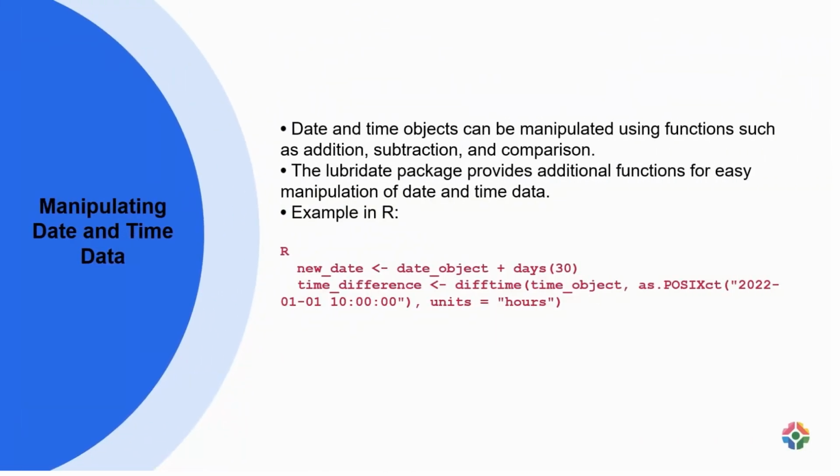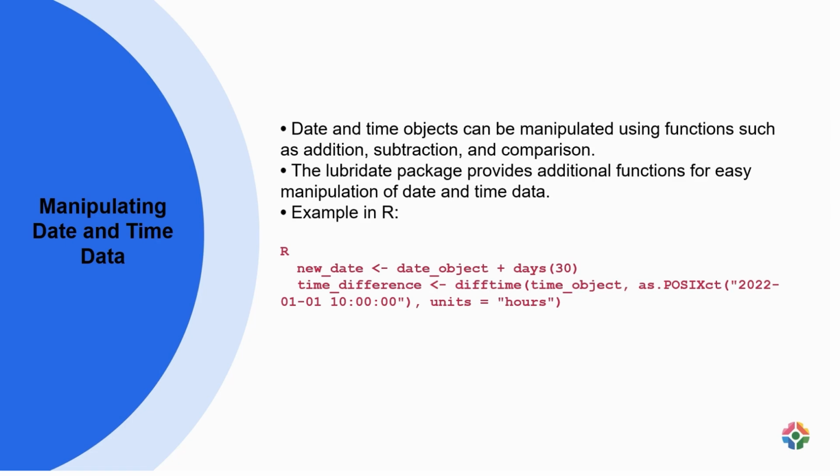When working with date and time objects in R, you can perform various manipulations such as addition, subtraction, and comparison. The lubridate package offers additional functions to simplify these operations. For instance, in R, you can add days to a date object by using the days function. In the provided example, we have a date object to which we added 30 days, resulting in a new date.